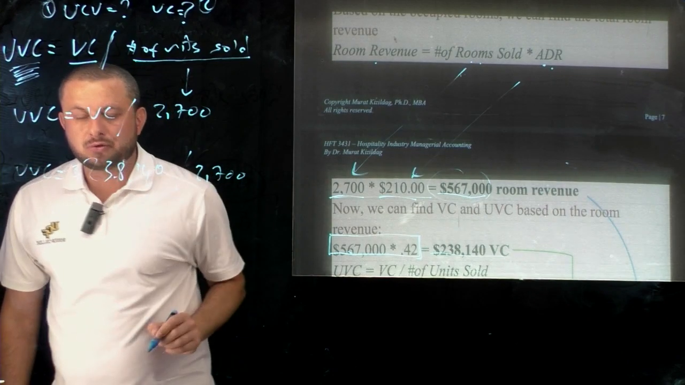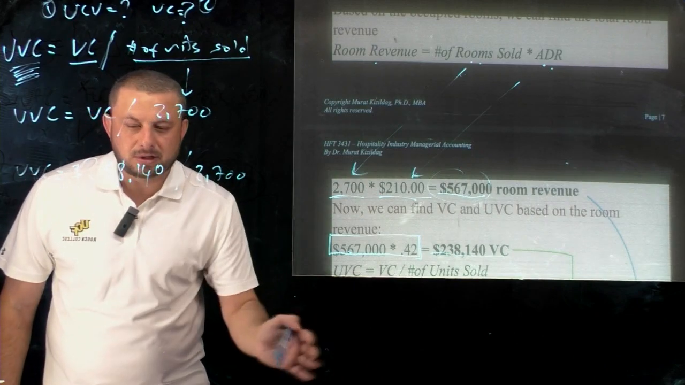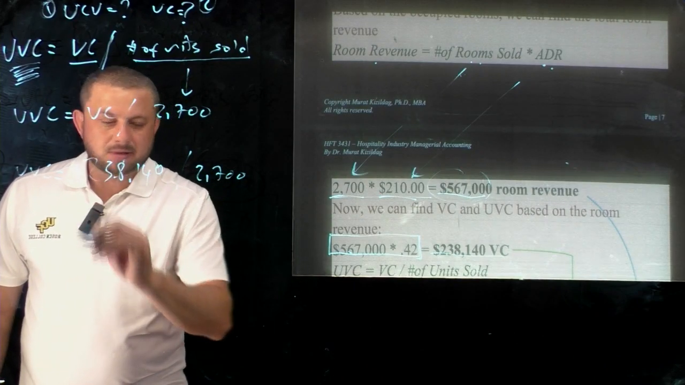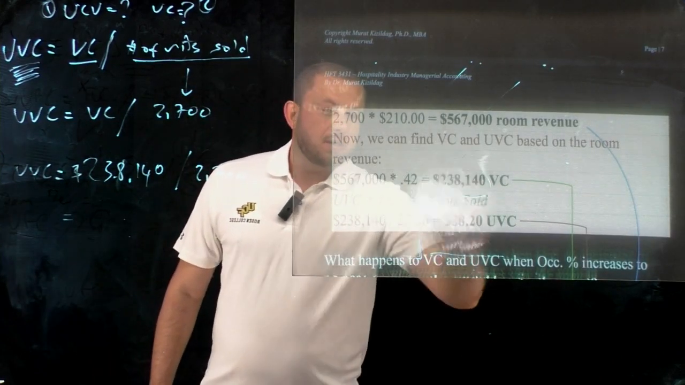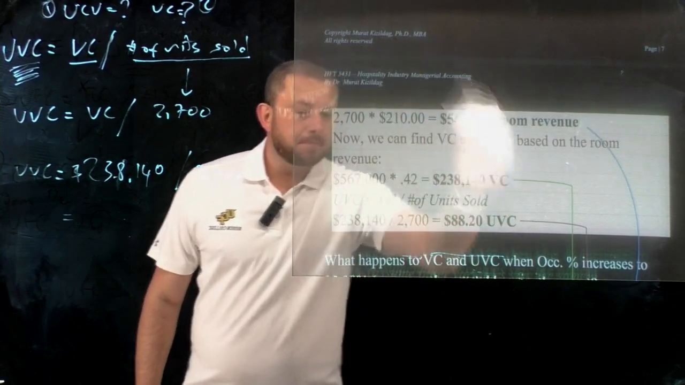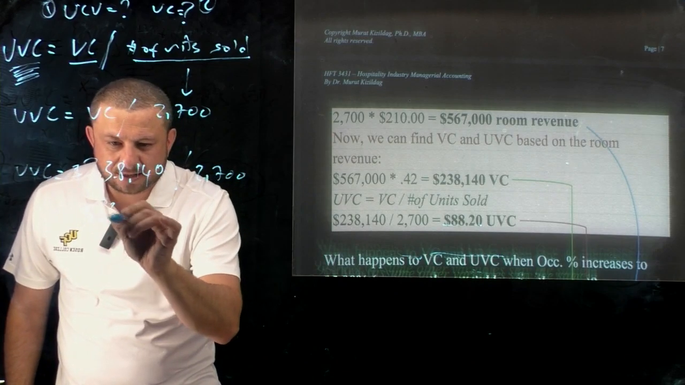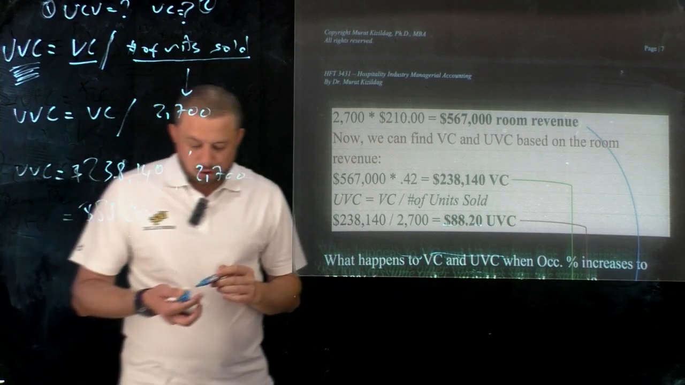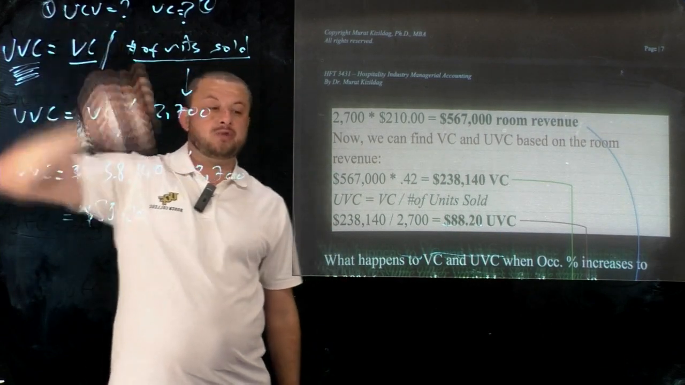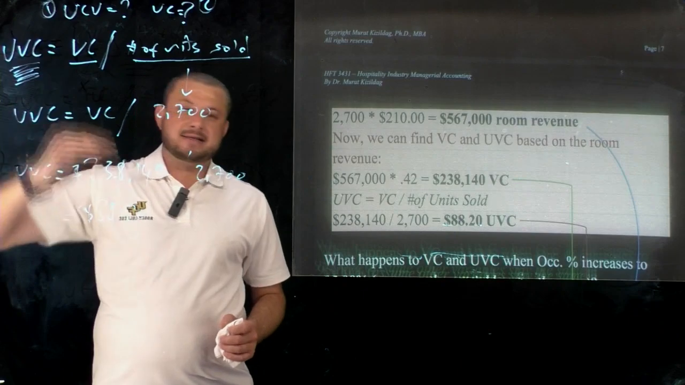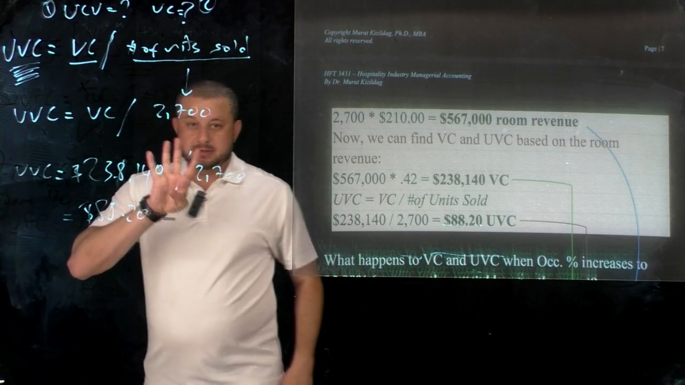Therefore, take a look at my UVC equation right now. Fourth step, do the solution, do the division, do the math. When I do the math, my UVC becomes $88.20, my UVC becomes, guys. So I know what VC is right now, I know what UVC is right now, therefore this is how I derive my solutions. Again, do the 4 steps.